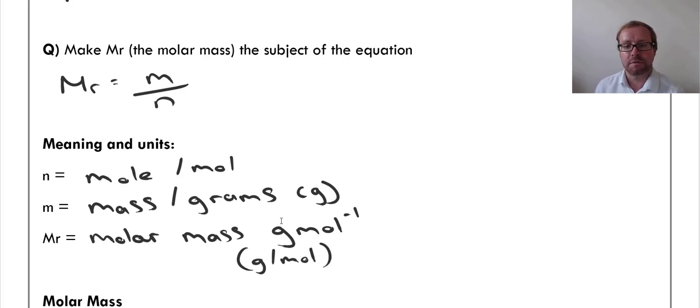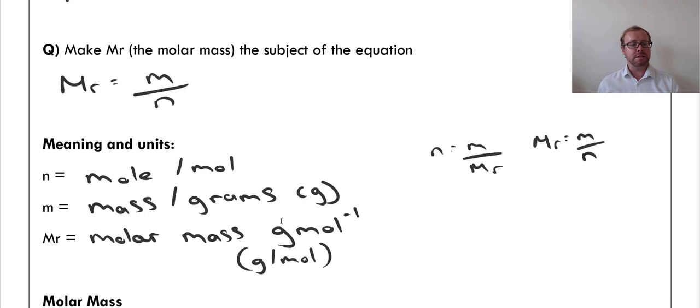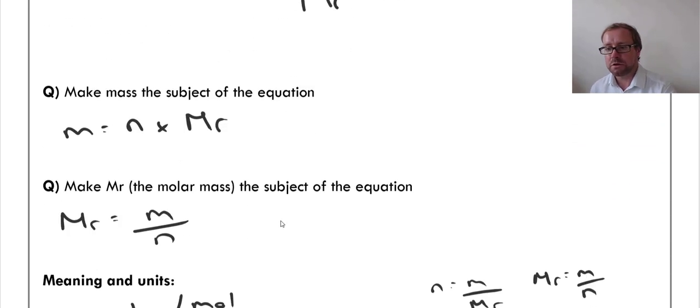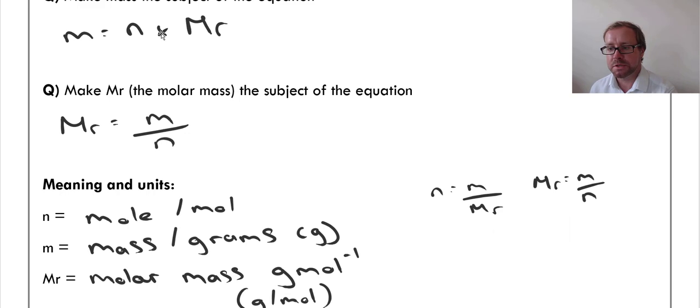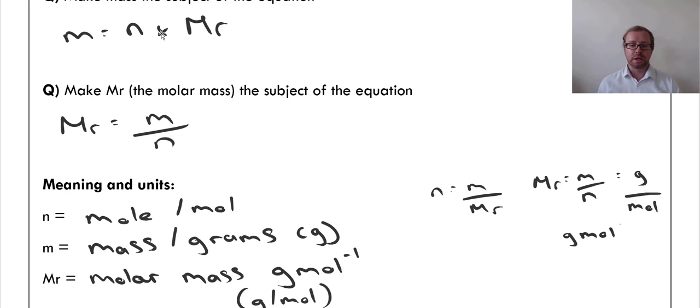If we have n equals m over Mr, and we change it to Mr equals m over n, and we put our units in here, we have grams over mole, therefore grams per mole, or g mol to the minus 1. So that's where my units for molar mass come from, and it can be explained by looking at the equations that we've just been through.